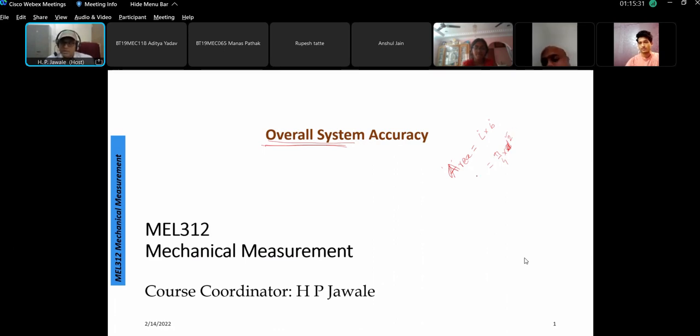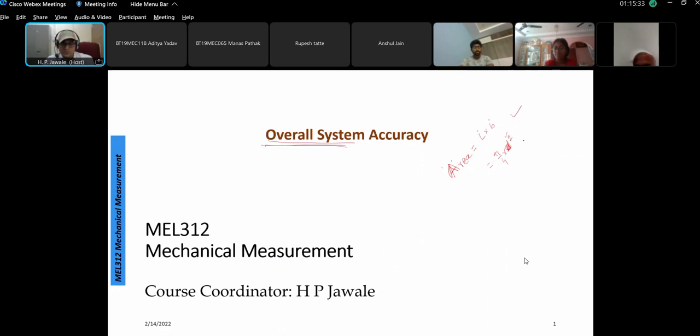Let us think of having the area of a circular bar. And you found out that the accuracy is, suppose, 0.1 millimeter over a 20 millimeter diameter of the bar. So it is 20 plus minus 0.1. Now when you calculate the area, what is the accuracy of the area measurement? Will it be plus minus 0.1?